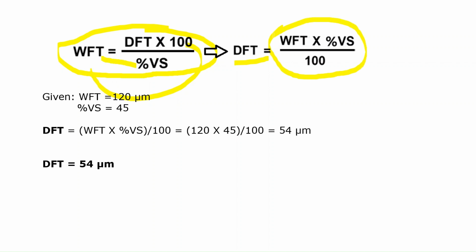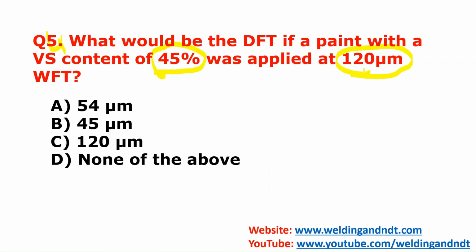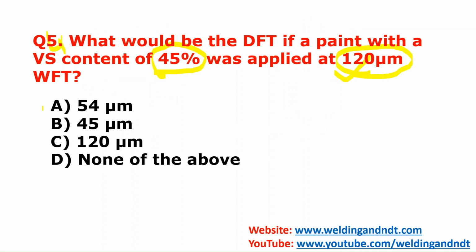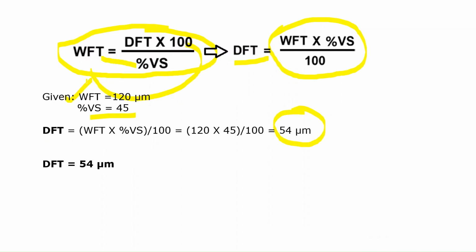So this is simple arithmetic. Now our WFT is given as 120 micrometer in the question. 120 micrometer is the WFT. So 120 micrometer, percentage volume solid is 45. So by putting it in the formula, we'll get the answer as 54 micrometers. So our answer will be 54 micrometers, and that is in option A. So the correct answer is 54 micrometers.